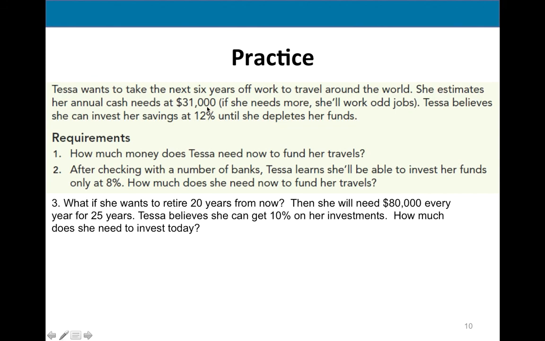So she wants an annuity for 6 years, and every year she wants to receive $31,000. Her interest rate is 12%. So how much money does she need now to not work and travel for 6 years? So 6 years, 12%, $31,000 annuity.